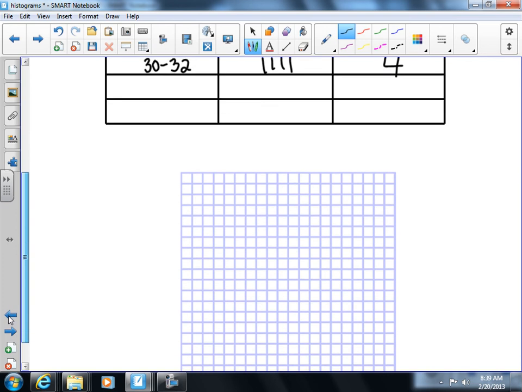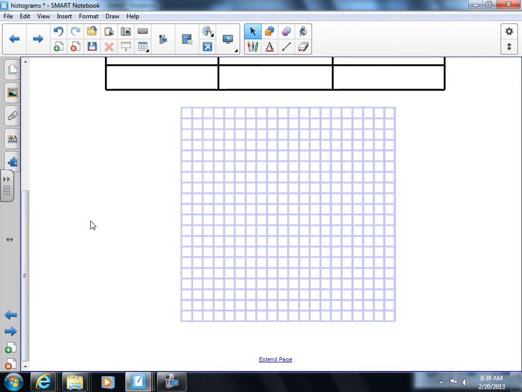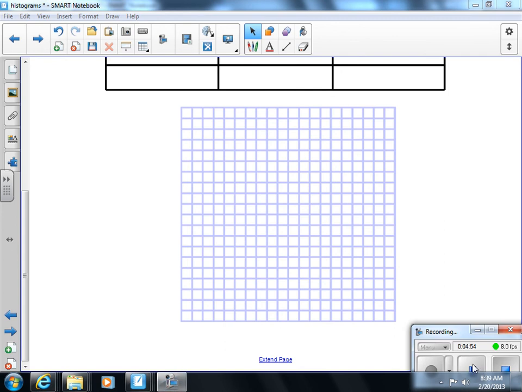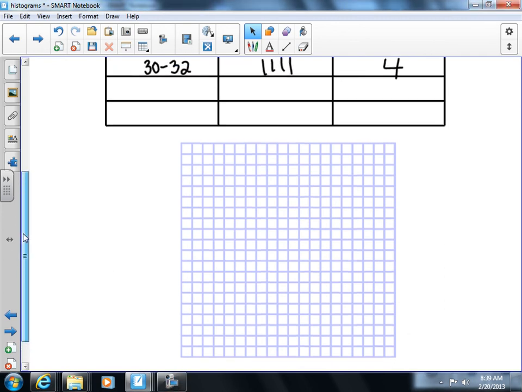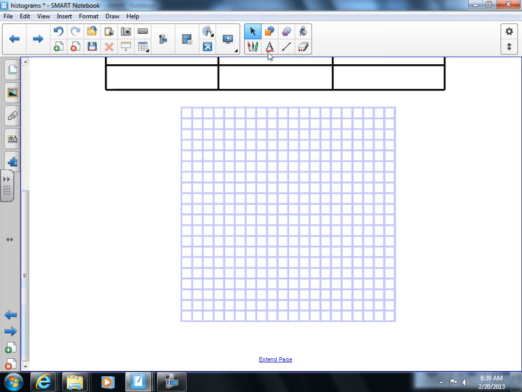Okay, so down here at the bottom, I'm going to put my intervals. So the first thing is let's set up our histogram. Our intervals are 24 to 26.